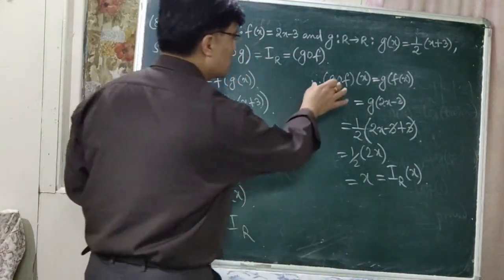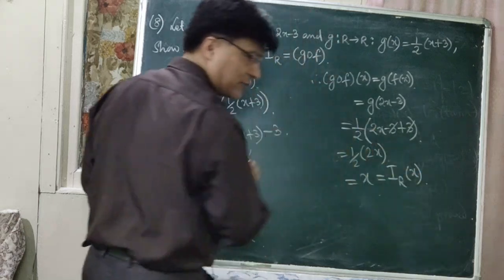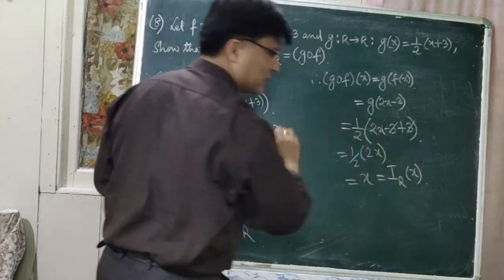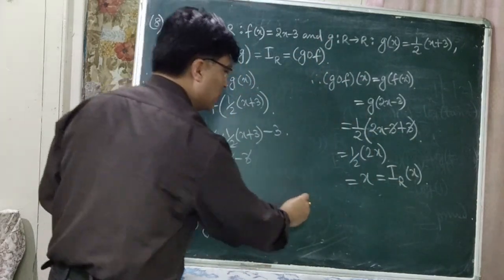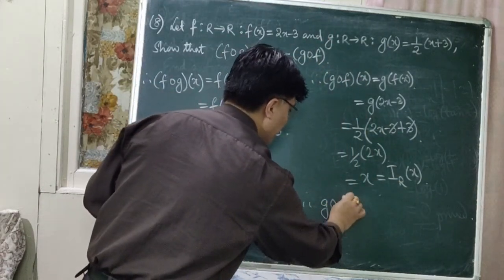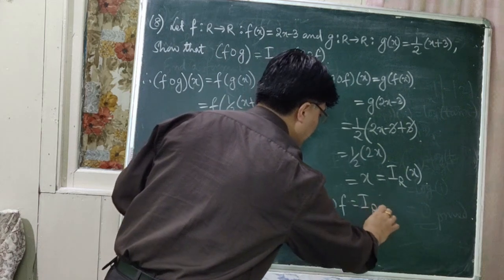Okay. So now this gof of x is equal to IR of x. IR of x, that is your identity function. So now this x we may not write also. That is your gof is equal to IR.